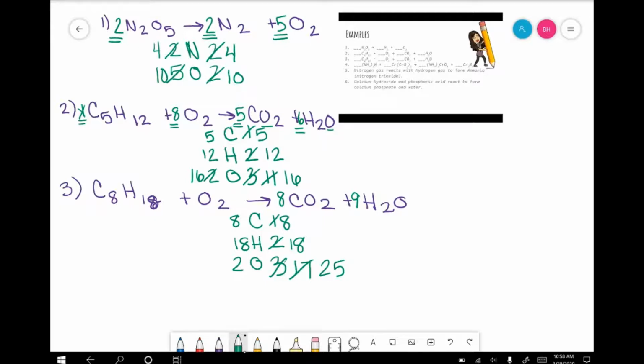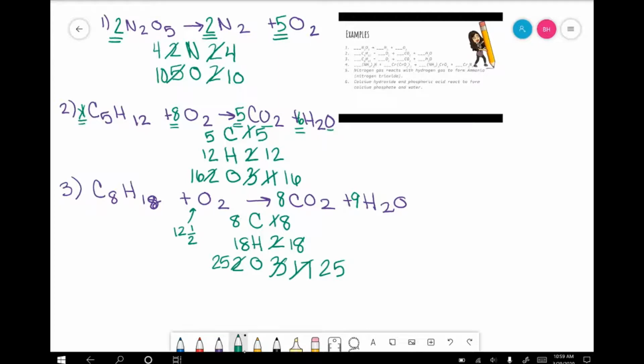So what I'm going to do is a shortcut. I'm going to say, what do I need to multiply my oxygen by to make it equal 25? And I actually have to multiply it by a fraction. I actually have to multiply it by 12 halves. Because if I multiply 12 halves by the 2, you see that we get 25. Now, you might think, well, can we put a half in front of there? And the answer is no.